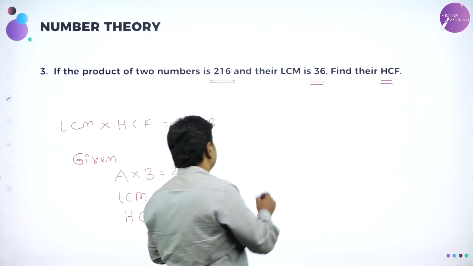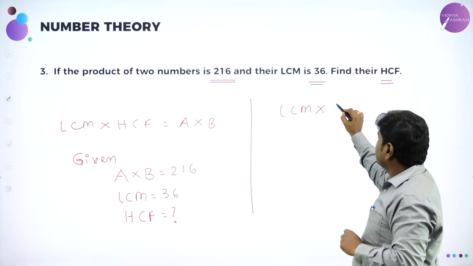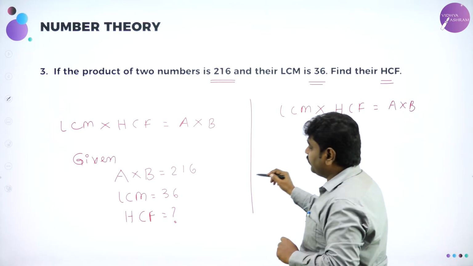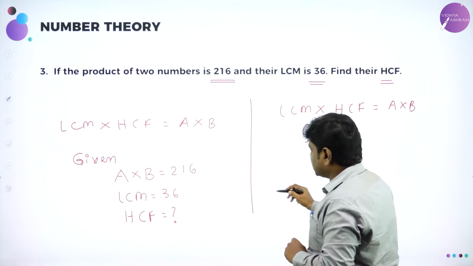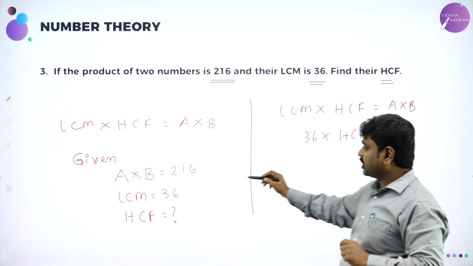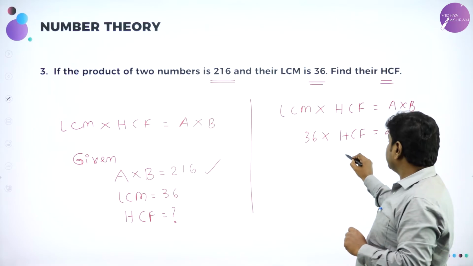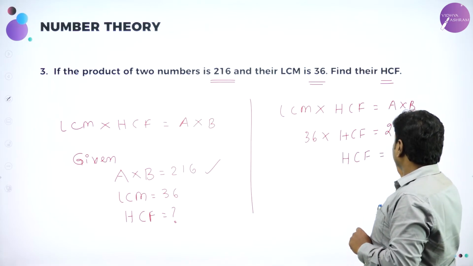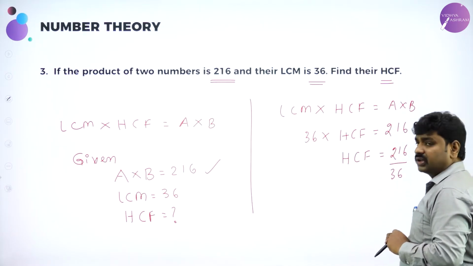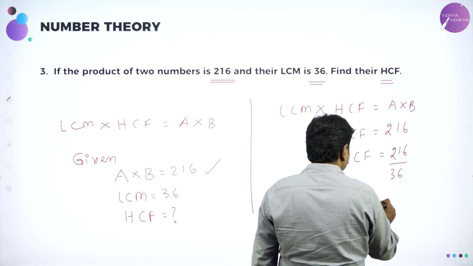Substitute in the equation. So now LCM into HCF is equal to product of two numbers. What is LCM value they gave? 36 into what is HCF? We don't know. We need to find HCF. Let it be HCF. And product of A into B means product of two numbers. They gave how much? 216. Substitute it. So now we need HCF. Rearrange. So what is HCF? HCF is equal to 216 divided by 36. Bring it to RHS, it will become divided by 36. Now simplify this. You will get HCF.